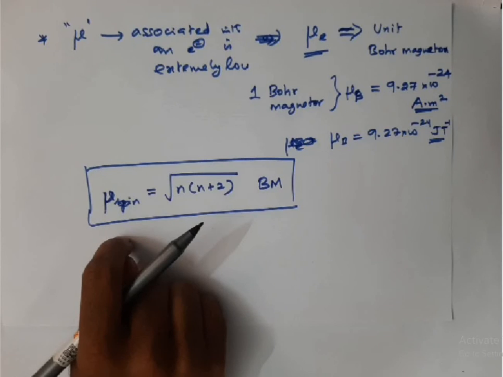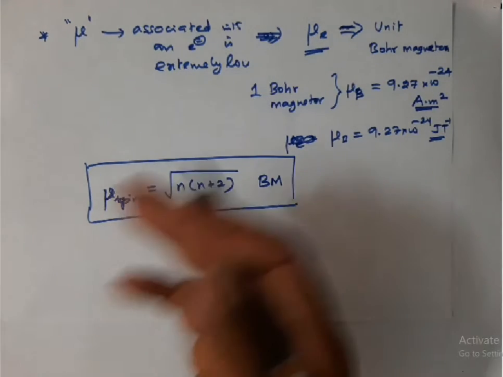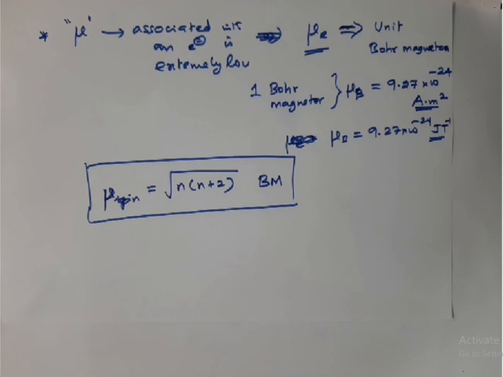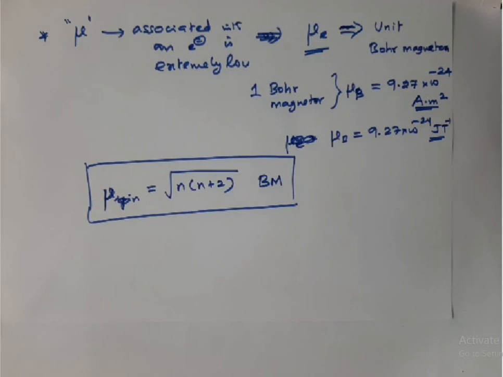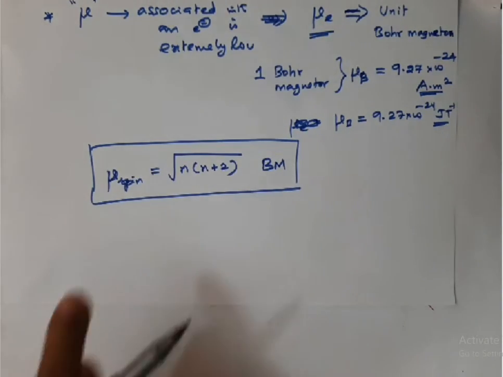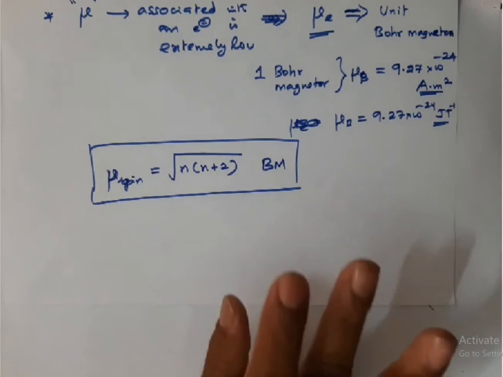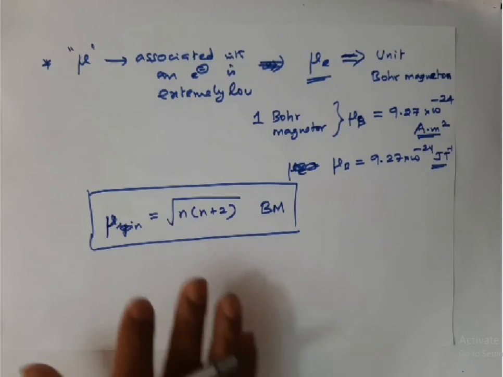Not orbital motion. In higher classes, you will learn how to calculate the magnetic moment produced due to other motions, such as orbital motion, and the total magnetic moment. But for you this is sufficient. Spin only magnetic moment is very important, students, keep this in mind. Let me repeat again.